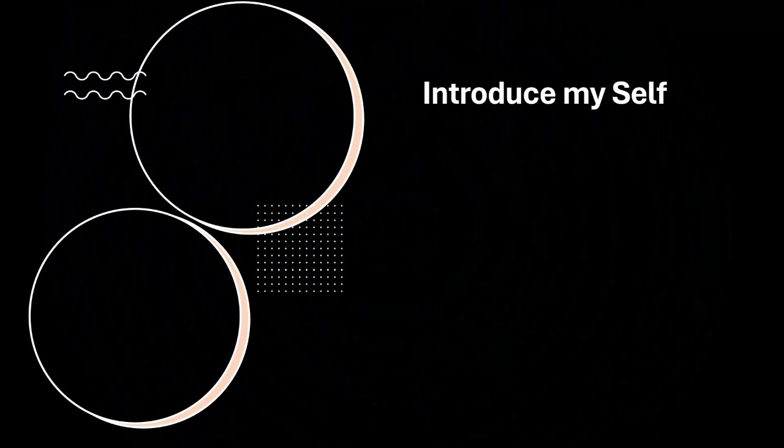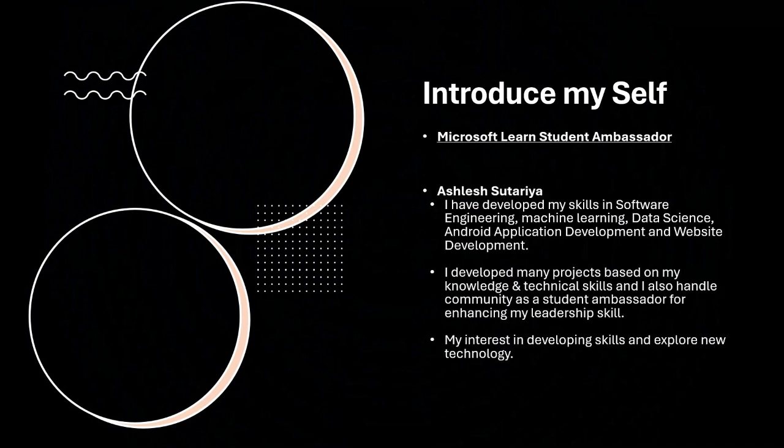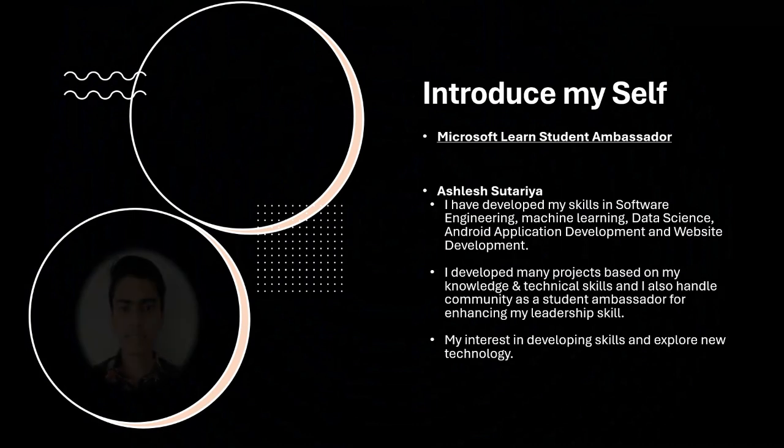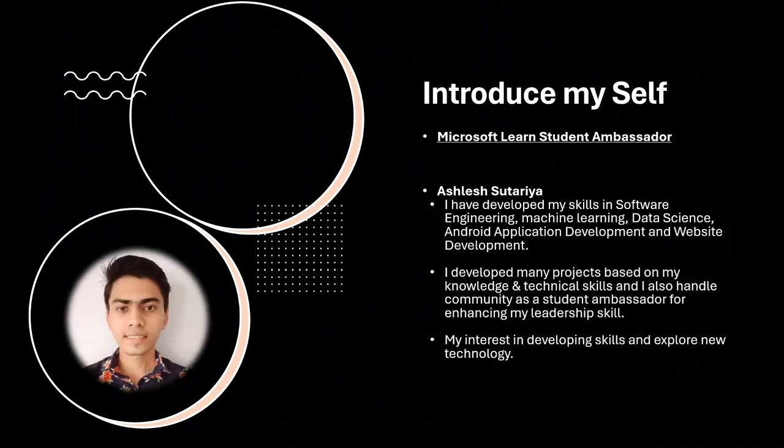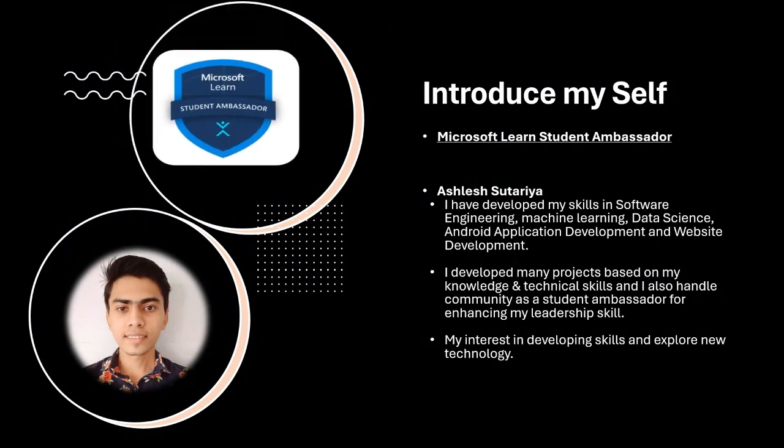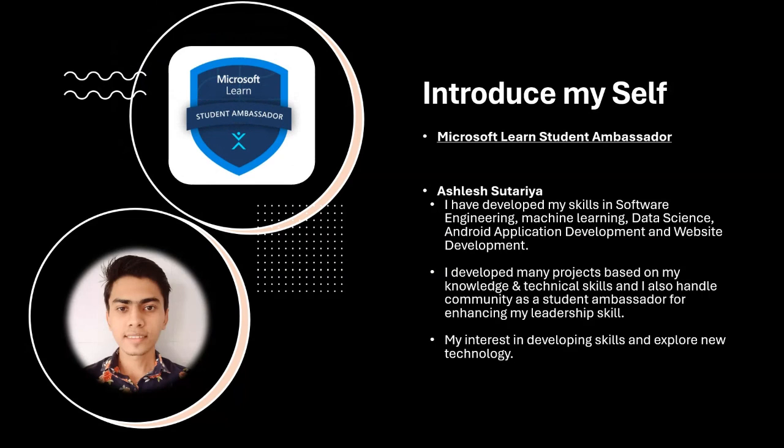First of all, let me introduce myself. My name is Ashley Sucharia and I have worked as a Microsoft Learn Student Ambassador. I have developed my skills in software engineering, machine learning, data science, Android application development and website development. I developed many projects based on my knowledge and technical skills, and I have also handled a community as a student ambassador to enhance my leadership. My interest is in developing skills and exploring new technology. So let's start this session.